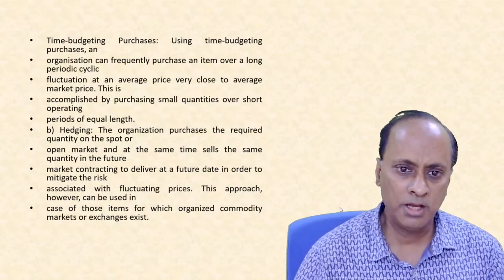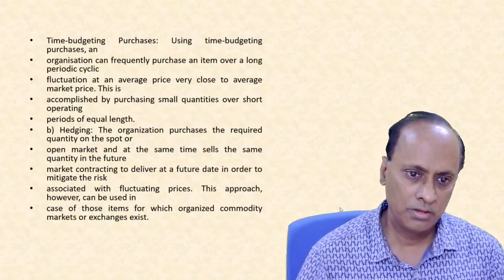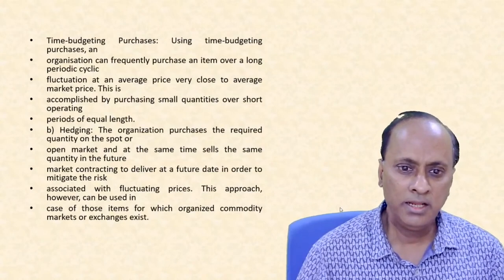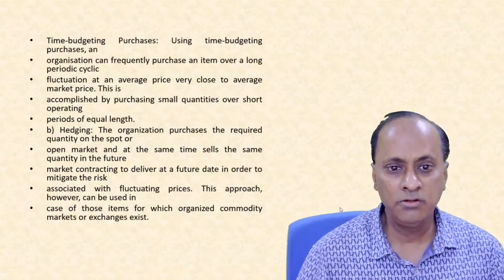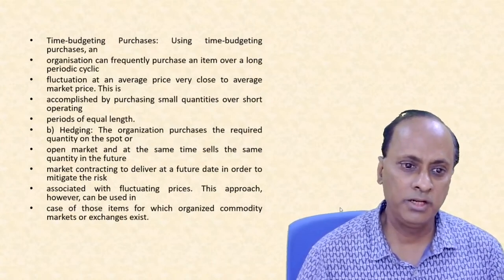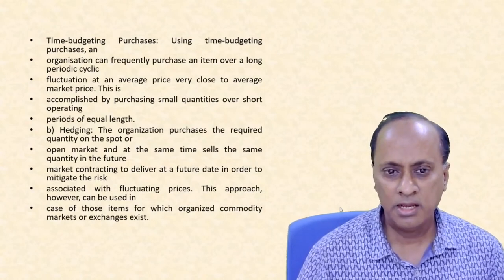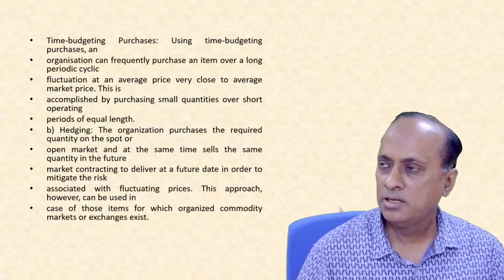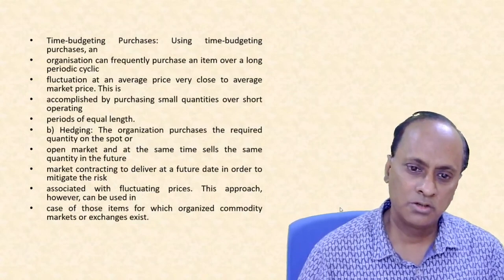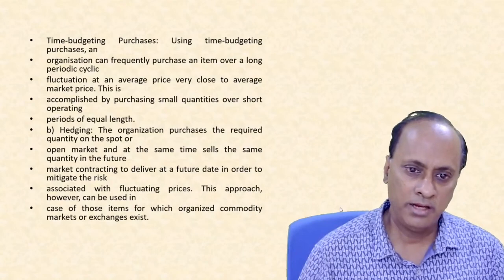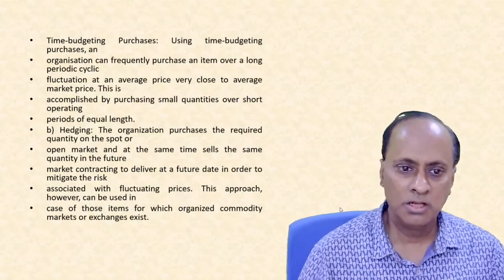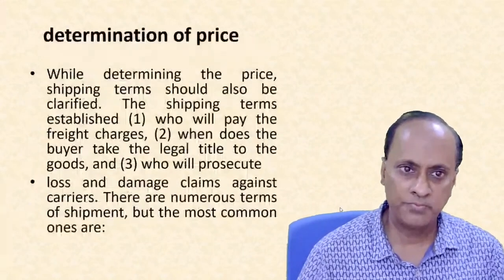On the spot or open market, at the same time sell the same quantity in future, contracting to deliver at the future date in order to mitigate the risk associated with the fluctuating price. That means I purchase at a price, and if the price comes down in future, I will be at a loss. So hedging is that I make a contract that in future also I will sell at the same price.